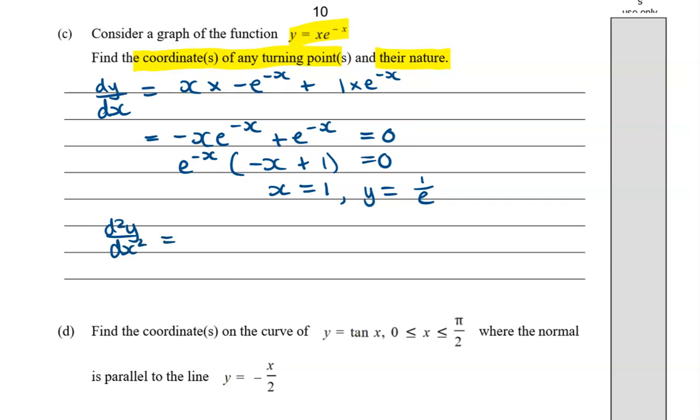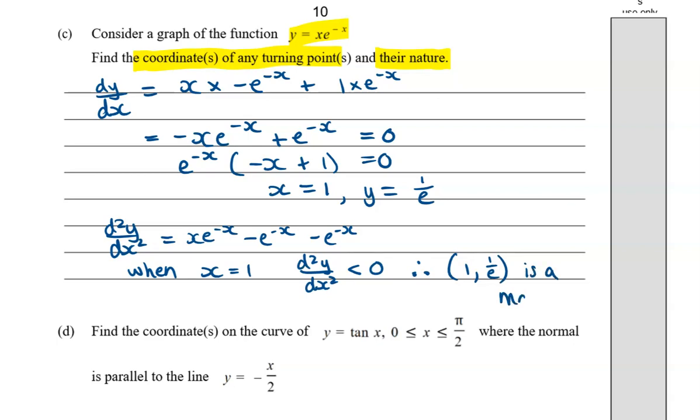We need to use the product rule again on the first part of it up here, that minus x e to the minus x. So we get this. And when x is equal to 1, d2y by dx squared comes out to be a negative when you substitute that one value in. Therefore, the turning point at that coordinate is a maximum.